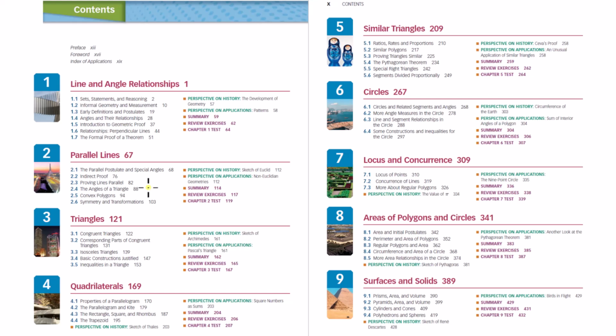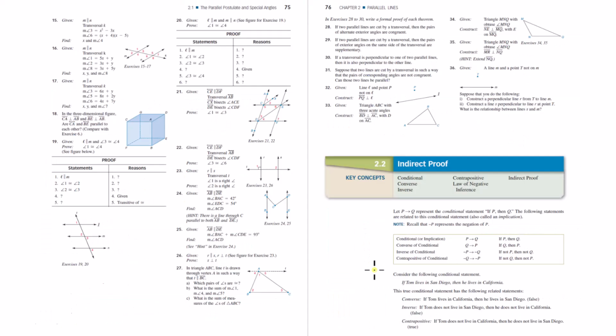So let's take a look at the idea of an indirect proof. You might have heard of a proof like this. Another way you can say indirect proof is proof by contradiction. So if you're going to try and prove something by contradiction, that means you're doing an indirect proof.